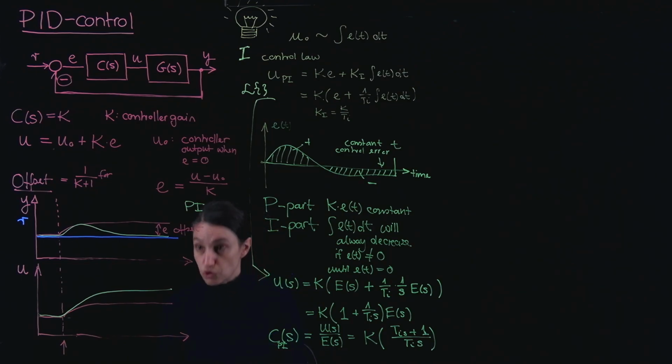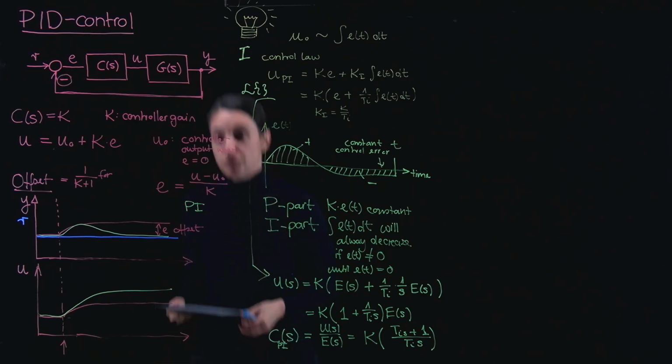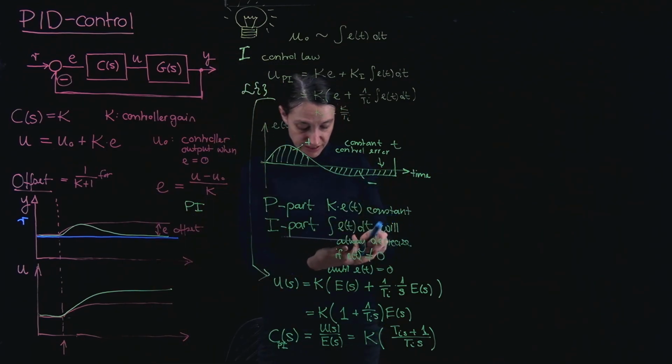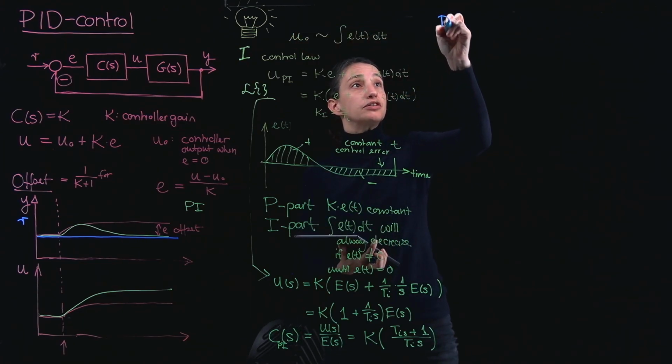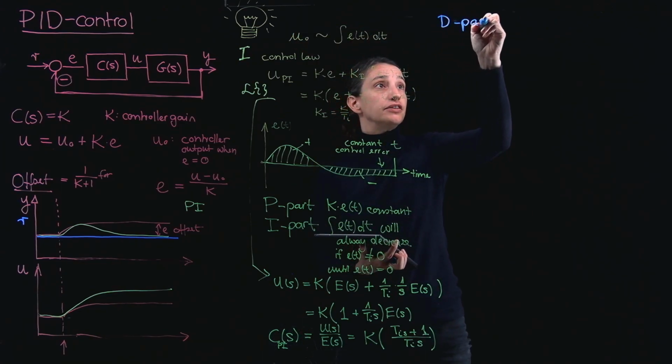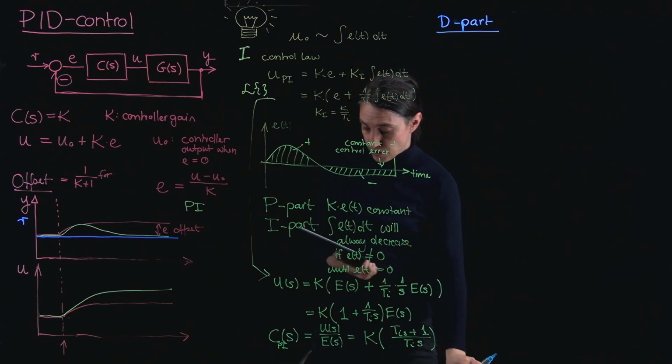So I would like to use blue because that pen is very strong, but I don't want you to confuse it with the reference signal. I don't have many other options. So let's use blue and try not to get confused with the reference signal, which you're not going to do. So this is the I part. Now we're coming to the D part of the PID controller. And it goes like that.